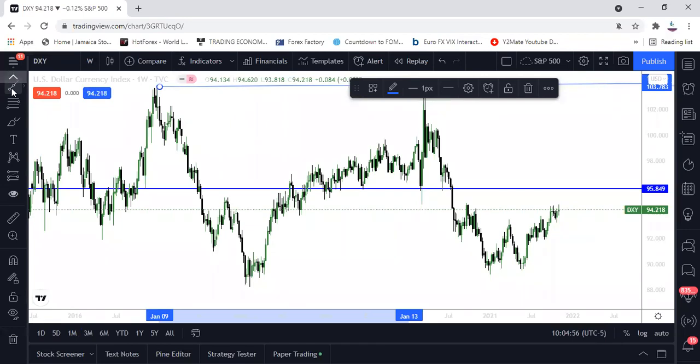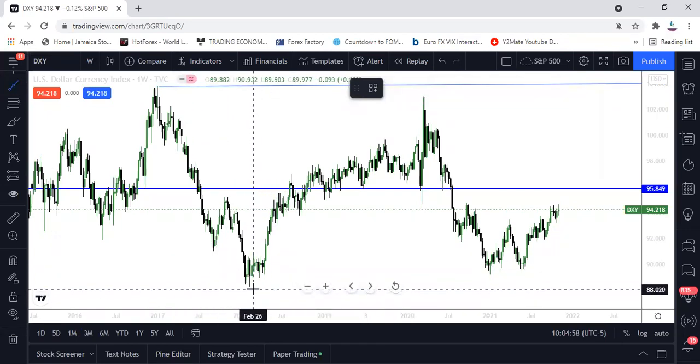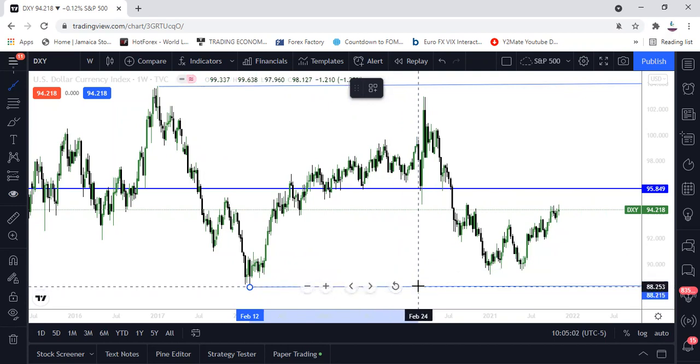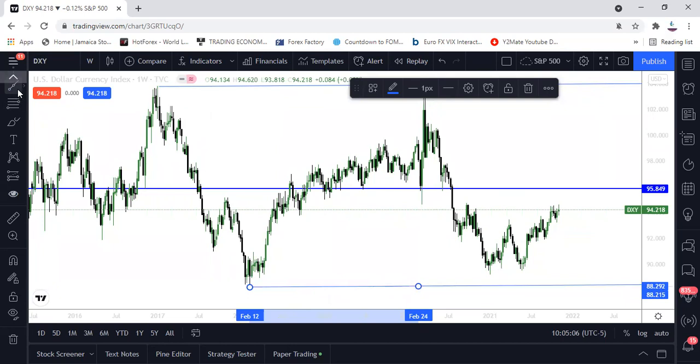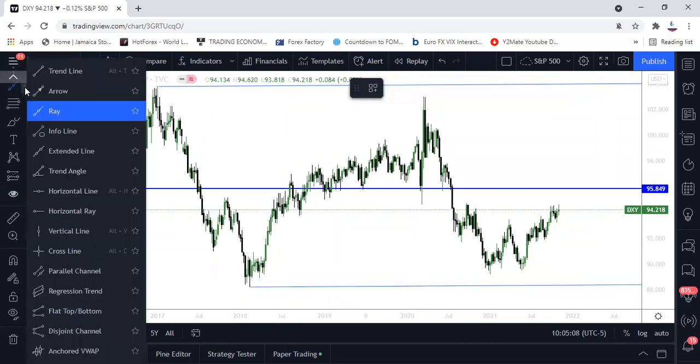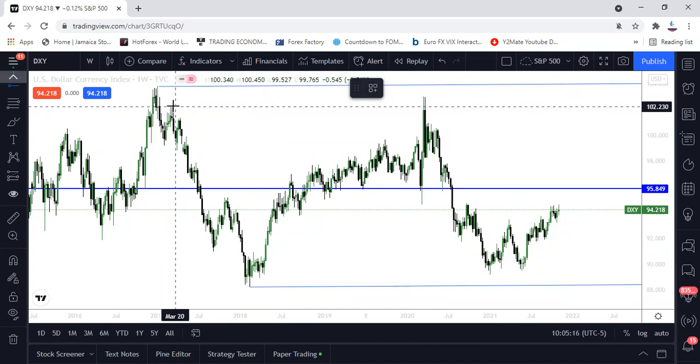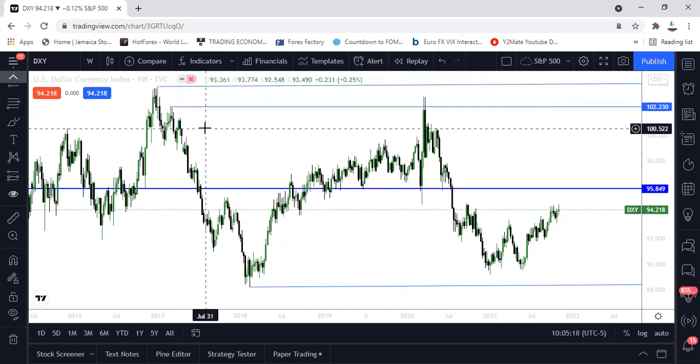Hey, buddy, use horizontal ray rather than that line, it's easier. Use the horizontal ray rather than this line? Yes. Where is that? Horizontal ray. Here we go. Thank you, it's better. Oh, okay, yeah, much better.